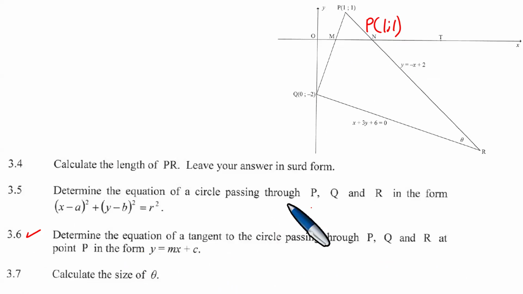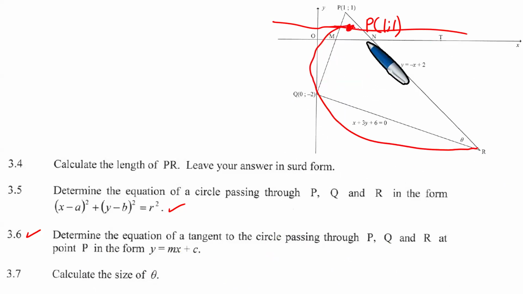Remember that we found the equation of a circle passing through the points P, Q, and R, and we're done with that one. But the examiner is saying, determine the equation of a tangent this time around to the circle passing through P, Q, and R at P. There's a tangent at P, a straight line touching the circle, and the circle passes through the point P. You have this kind of diagram. It's not to scale; I'm just trying to show the point P is up there.